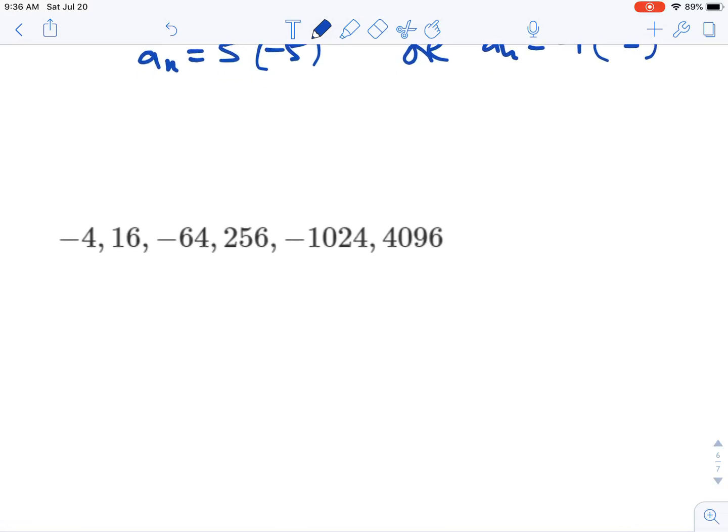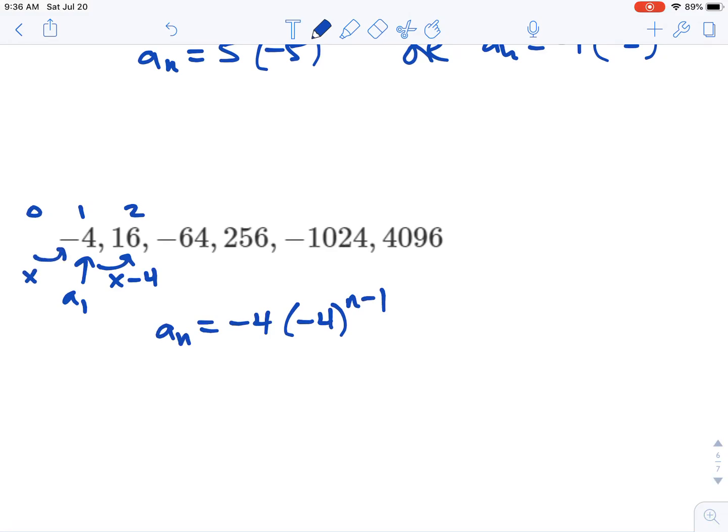For the last one here, very similar. This starts at the first term of negative 4, so our formula would be negative 4, and then we're multiplying by negative 4 every time, so negative 4 times negative 4 to the n minus 1 would be one way to write it. Or if that's the first term, we could work backwards, find the 0th term, the y-intercept. Something times negative 4 is negative 4, it's got to be 1. So you could write it as a sub n equals 1 times negative 4 to the n, which of course is just negative 4 to the n, like that.